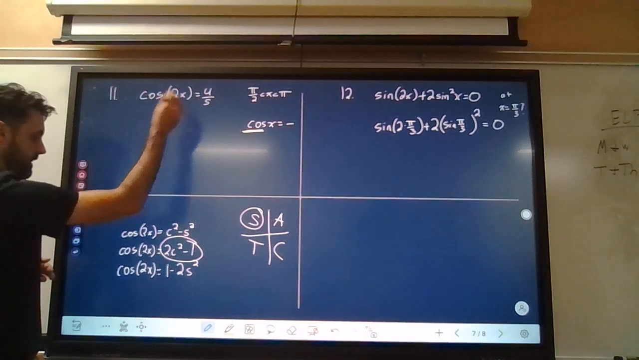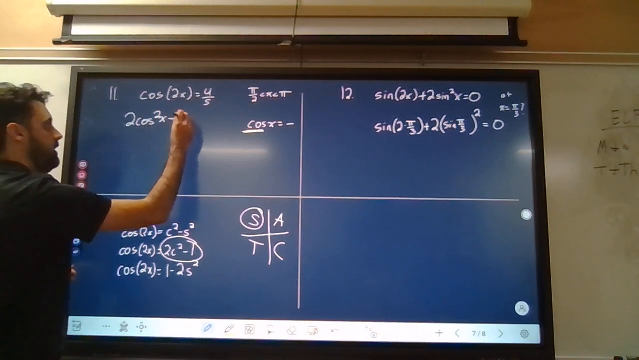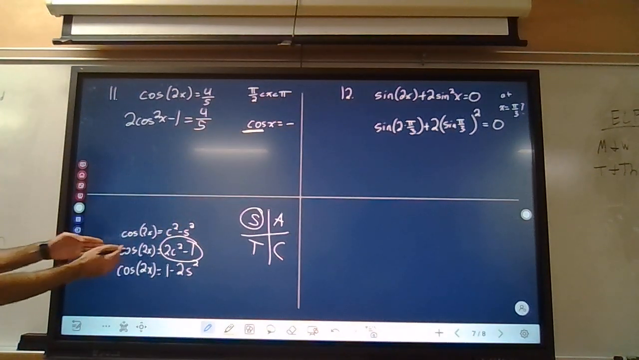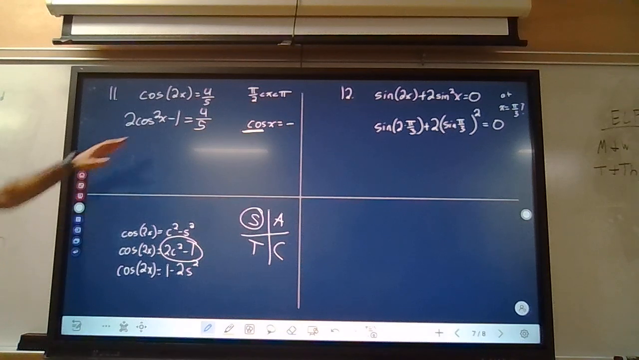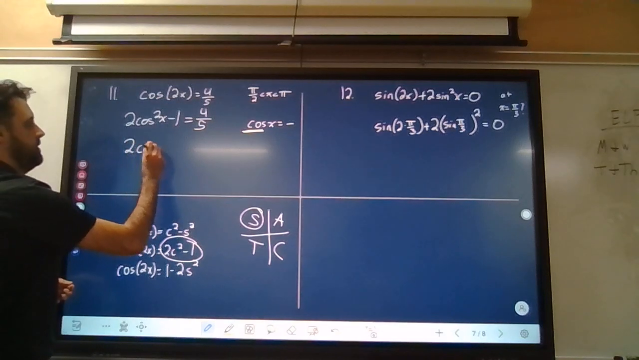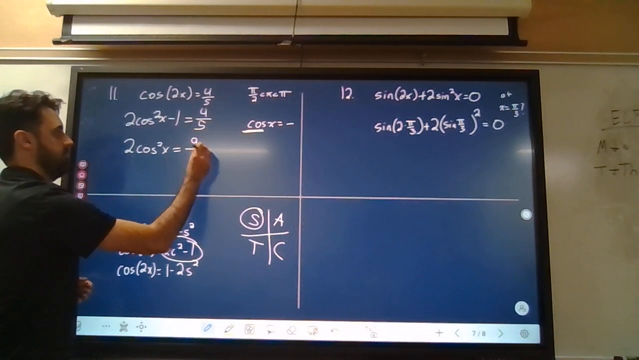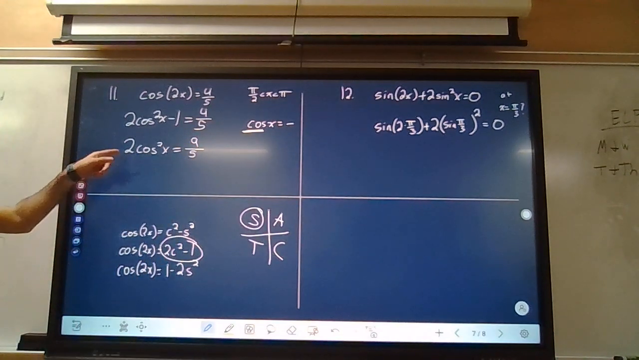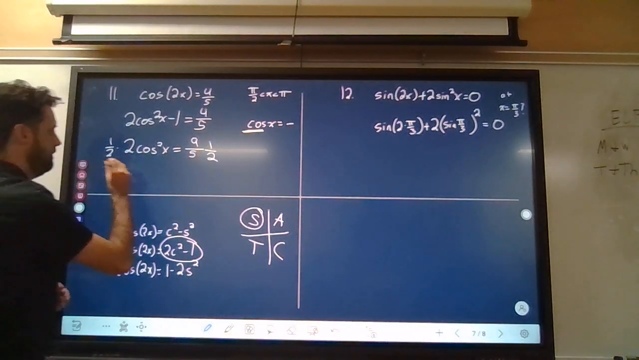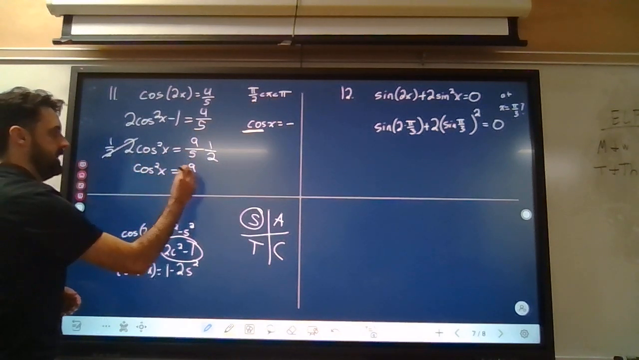All right, so I'm going to replace cosine of 2x with 2 cosine squared x minus 1 and set it equal to 4 over 5. Again, I'm just replacing cosine of 2x with what it's equal to here. Now I'm going to isolate cosine of x. I'm going to add 1 over. If I add 1 to both sides, 4/5 plus 1, or 5/5, is going to give us 9/5. Now to move this 2 over, I'm going to divide everything by 2 or multiply by 1/2. I get cosine squared of x is equal to 9 over 10.